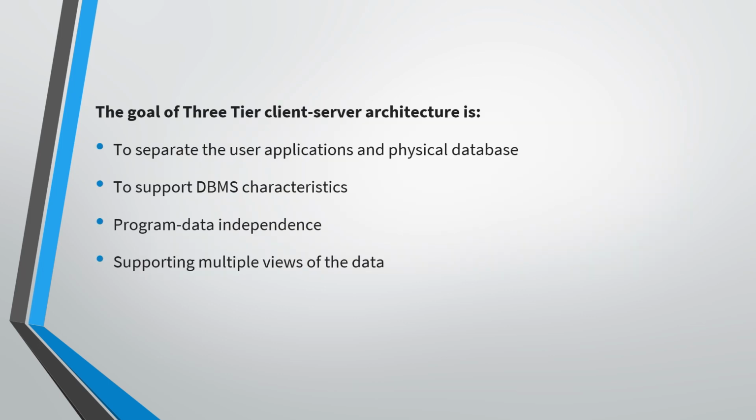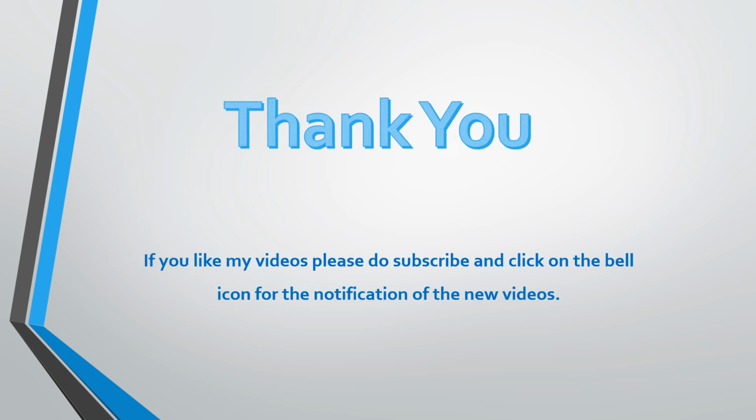These are all the goals of three-tier client-server architecture: to separate the user applications and the physical database, to support the DBMS characteristics and program data independence, and to support multiple views of the data.